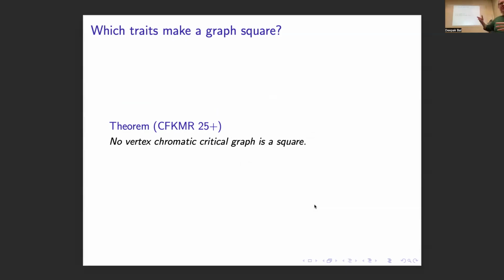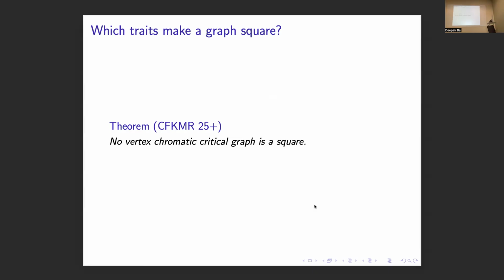If I already happen to know an interesting fact about my graph, which is that if I remove any vertex from my graph, its chromatic number decreases, then I know my graph is not a square. I don't need to do anything more. My work here is done. So proving a graph is vertex chromatic critical is a pain in the neck. That's as difficult or more difficult than proving it's a square. But there are many classes of graph where you're like, oh, I have that for free anyway. Now I have a one-line proof that it's not a square.